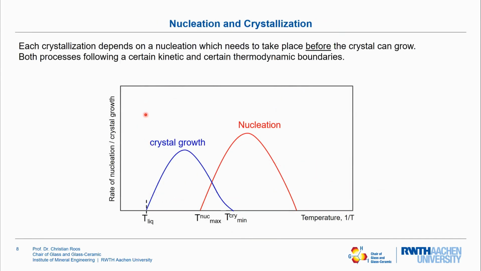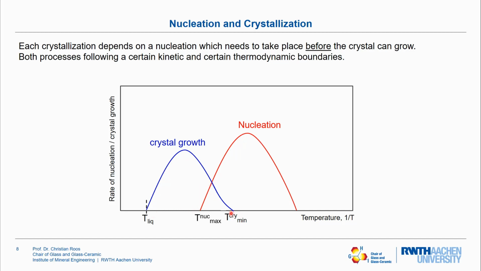Now, as mentioned, each crystallization needs a nucleation, and the nucleation needs to take place before the crystal can grow. Both processes, the nucleation and the crystal growth, follow a certain thermodynamic and kinetic boundary. If we plot the rate of the nucleation or the rate of the crystal growth in a diagram with decreasing temperature, first, at the liquidus temperature, the crystals could grow, but there are no nuclei available, so the crystal growth does not start. Then, at a certain point, the nucleation starts, and when the nucleation has started, crystals can grow.